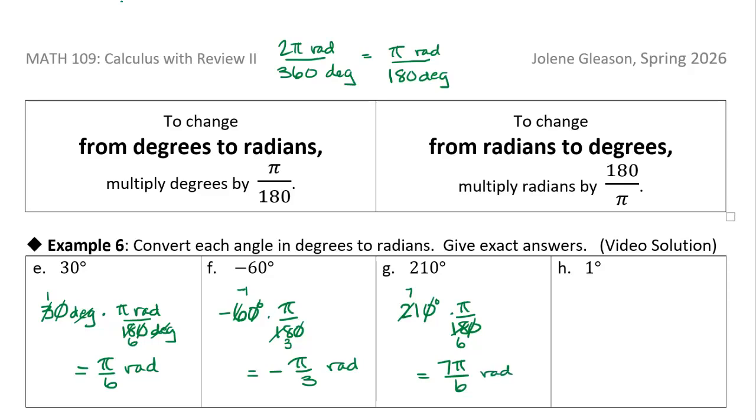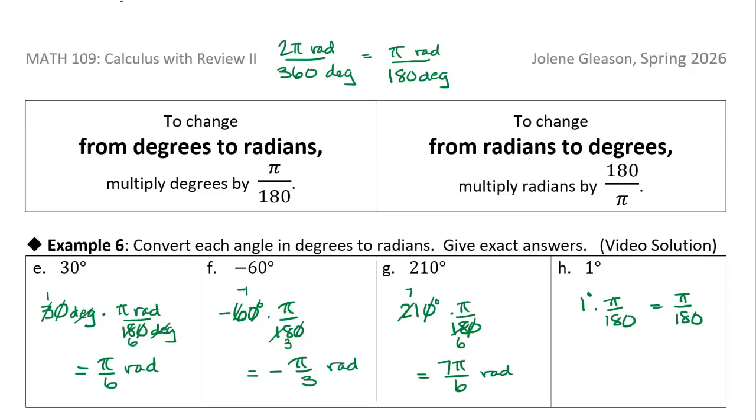And then finally, 1 degree. I'm just going to take 1 degree times pi over 180. Okay, just multiply those two things out. That's going to be pretty simple. That's just pi over 180.